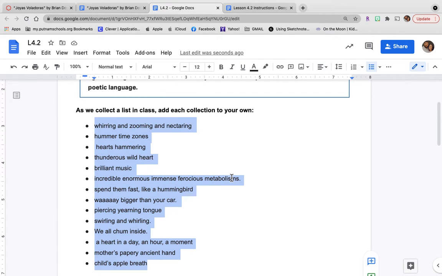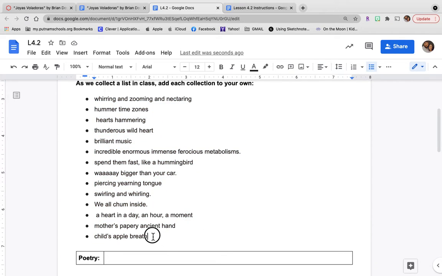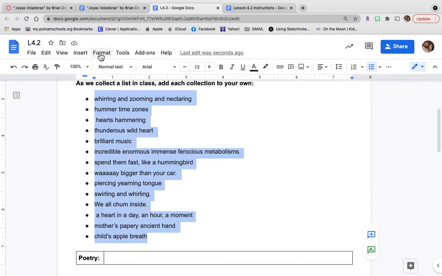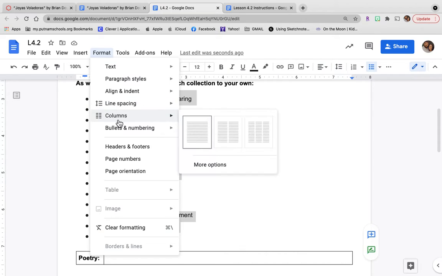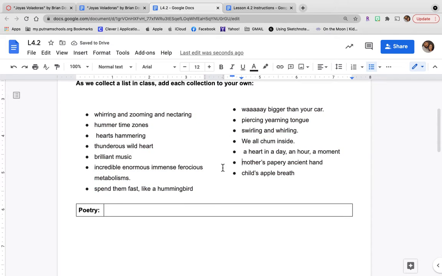All right, so the other thing I'm going to show you is to give yourself more space on your paper. If you want to select, that's all I did was I selected, I clicked and I held. And I go to Format. I go to Columns. I'm going to go to 2 columns. And now I have more space to work with. I like having more space.